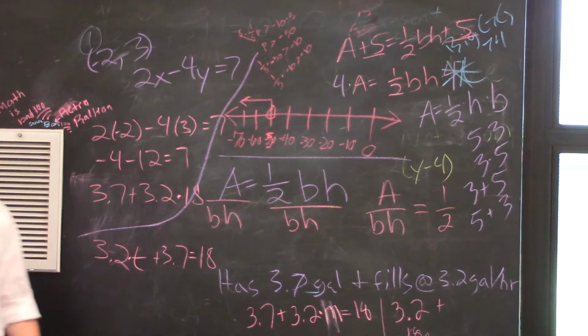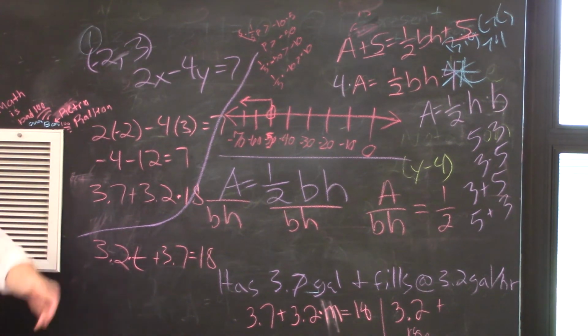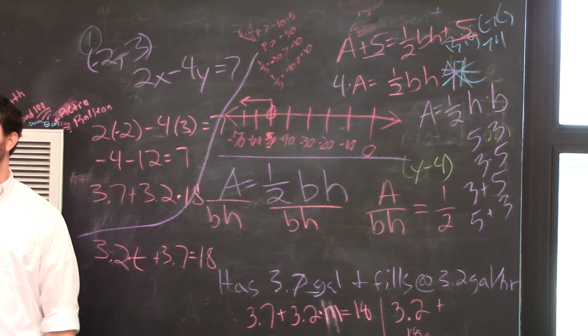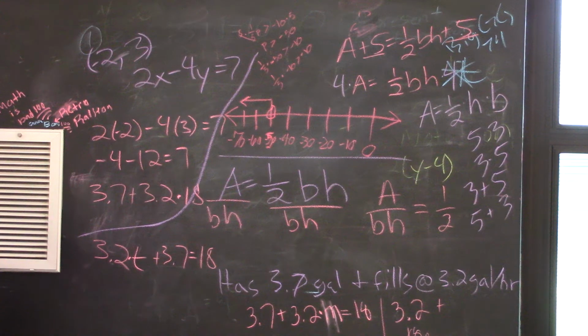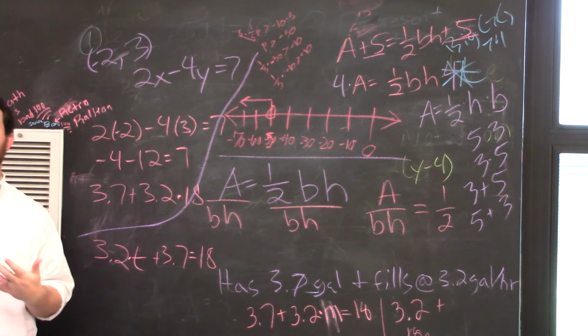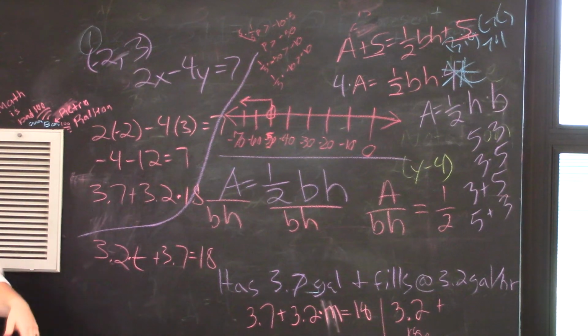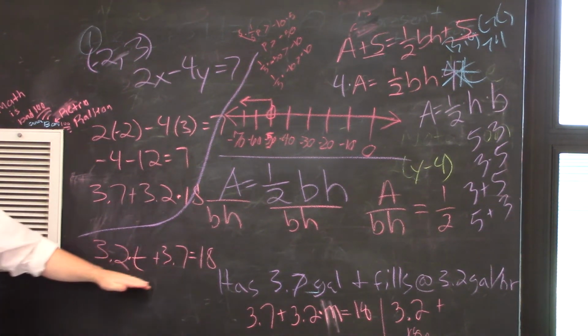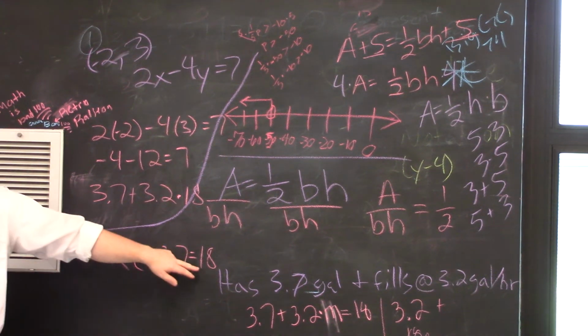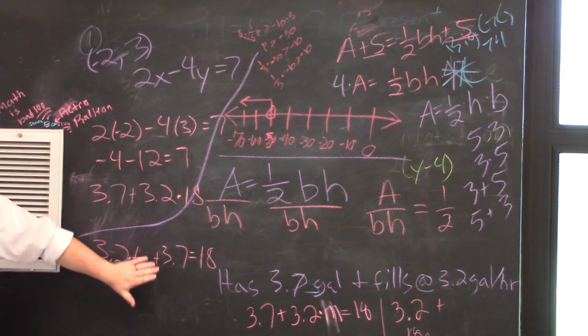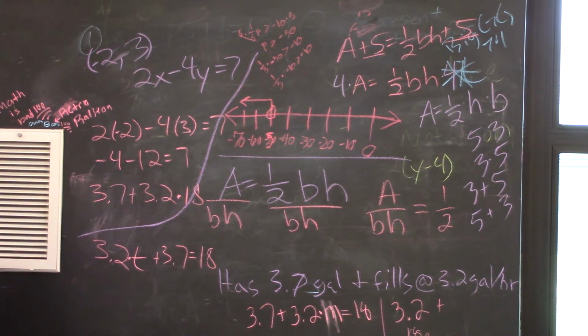Okay? And that's fine. What I want to point out is, how many times is that 3.7 happening? 3.7 gallons that he started with. That's only once, right? So nothing else is happening to it, but we're repeatedly adding that 3.2 an unknown number of times, which is why you get this left-hand side. And when is he going to stop filling his car? When he gets up to 18. So we want to know when all of this gas is equal to 18.